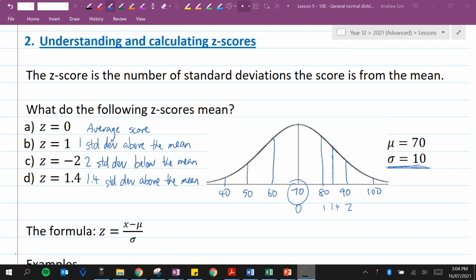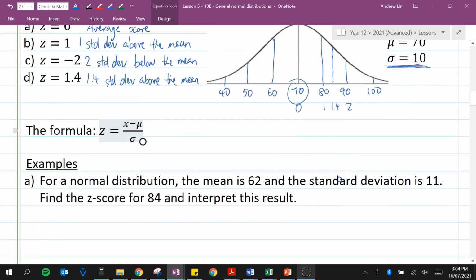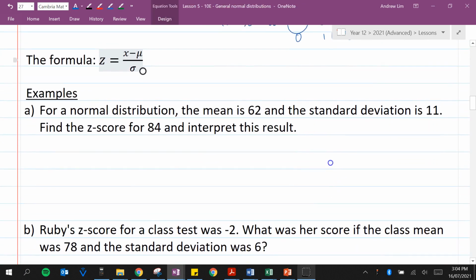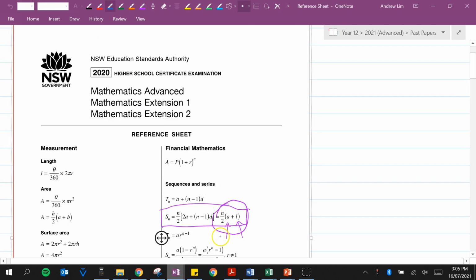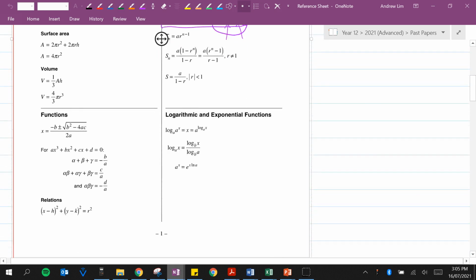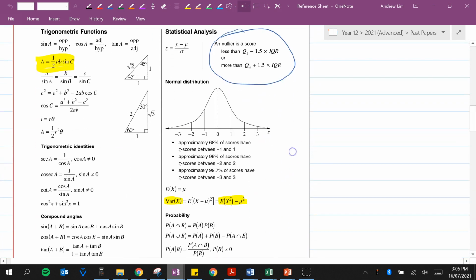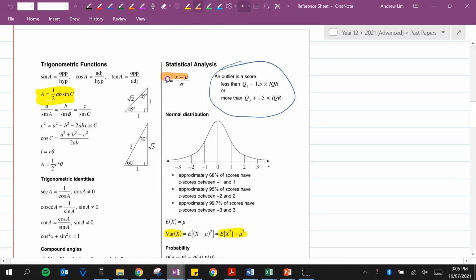Okay, so let's have a look at the actual formula for calculating Z-scores. So this is the formula to calculate Z-scores. The Z-score is equal to the actual score minus the mean, divided by the standard deviation. This is actually on our reference sheet. Here it is. So if you need to use it, you have it here.